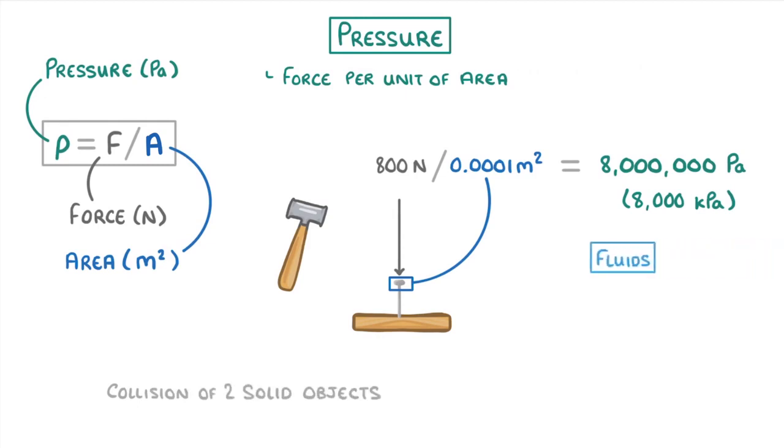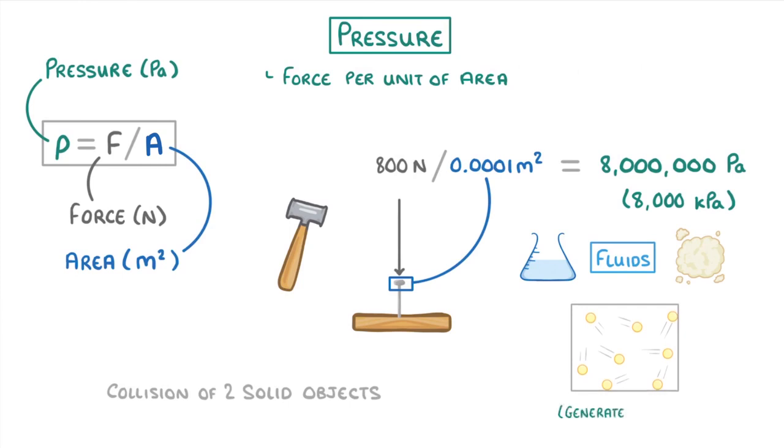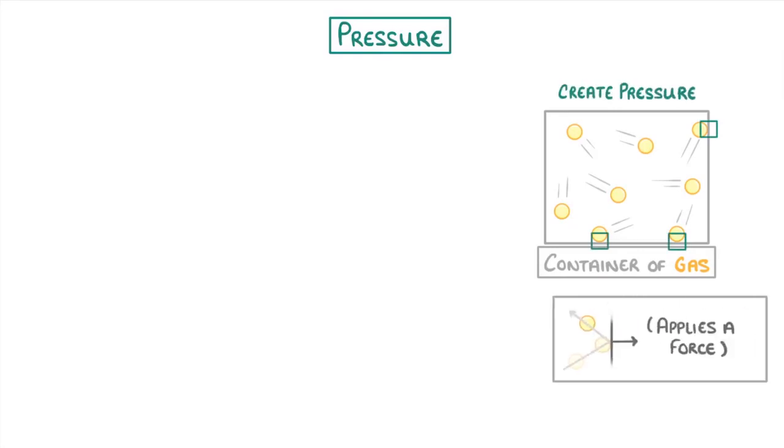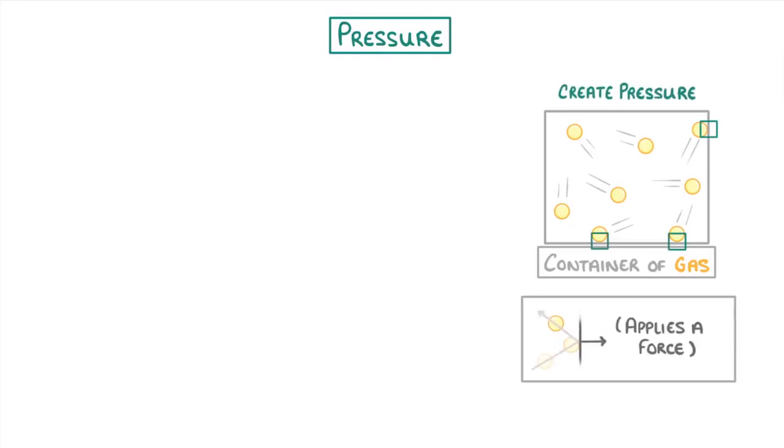In the case of fluids, though, which includes both liquids and gases, the particles that they're made of constantly bang into their surroundings and generate pressure. For example, if we had a container of gas, the collisions of the gas particles with the wall would create pressure, because each collision applies a force to the inside area of the container.